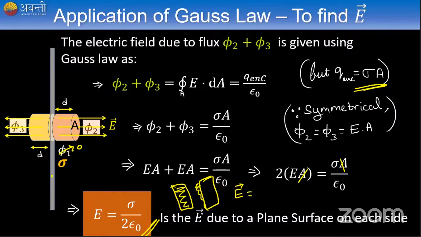So in this case, guys, it will be sigma by epsilon naught. Because this will be sigma by 2 epsilon naught, and this will be sigma by 2 epsilon naught. So the summation of these two will be 2 sigma by 2 epsilon naught. So from here, I'll get the 2 cancelled.